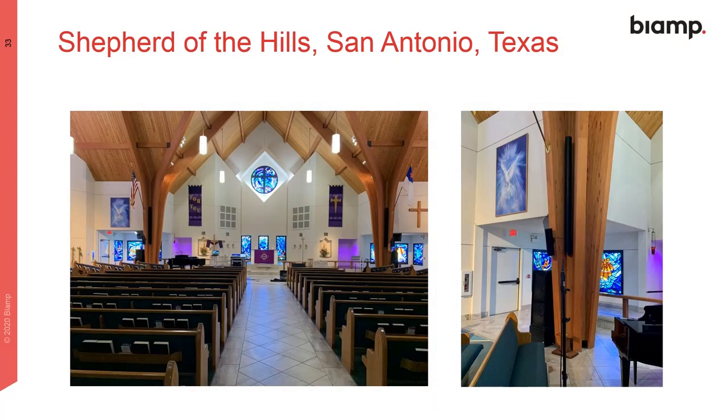Shepherd of the Hills, San Antonio, Texas. Again, Entesis column tucked in among the structural posts. Here we have a 206 over here pointed out to the side. That's filling in the transept areas off to the side. And this is a cruciform shaped church.